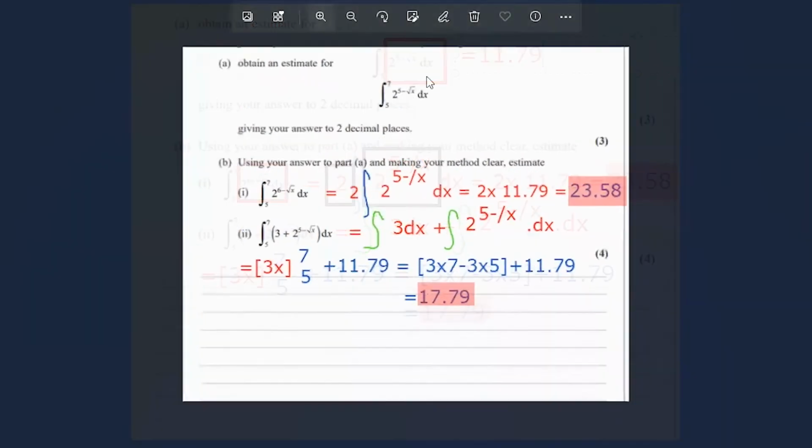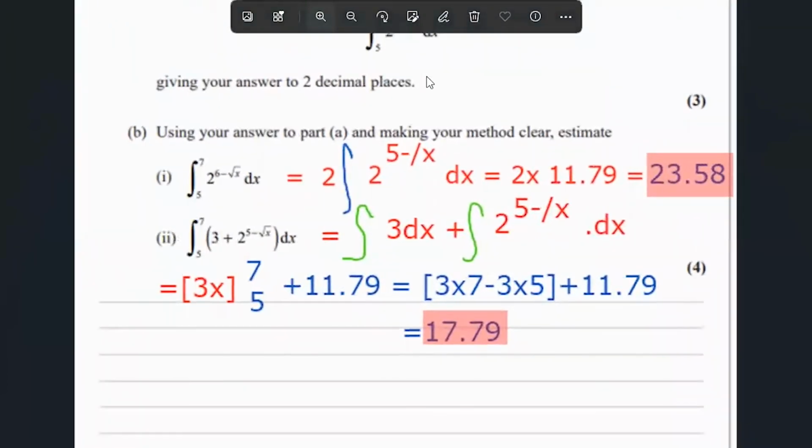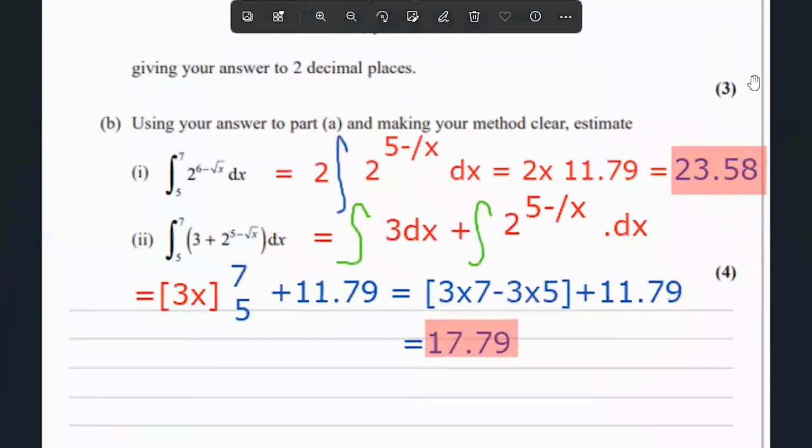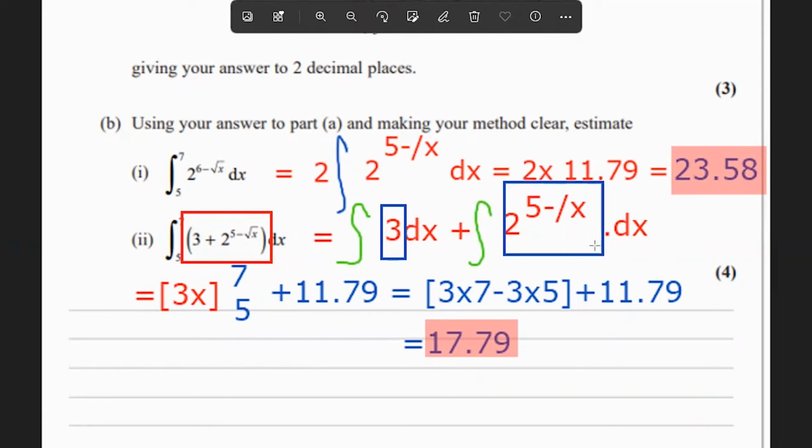Right. Let's see if we can find the answer for part B, section 2. Now, what do we have here? We want to find the integration of 3 plus 2 to the power 5 minus root of x. How do we do this in terms of the information that we've already calculated? We can first split it up into 3 plus the integration of 2 to the power 5 minus root x. Now we already know the answer for 2 to the power 5 minus root x. We have got it before, and the answer for that is 11.79.